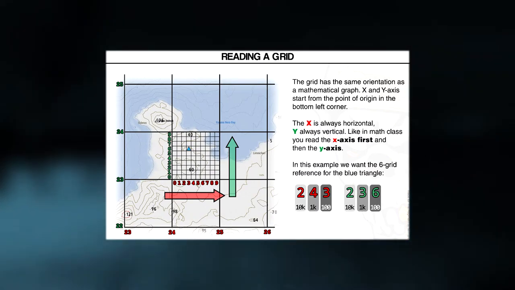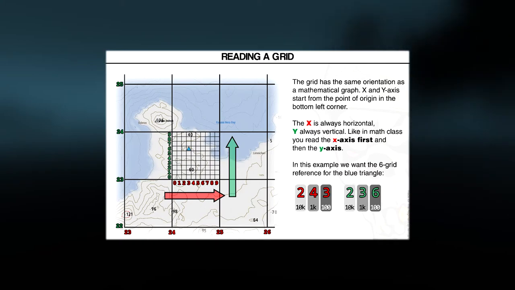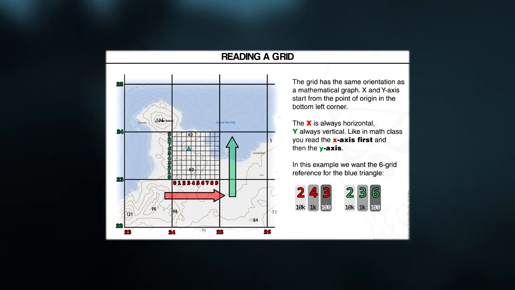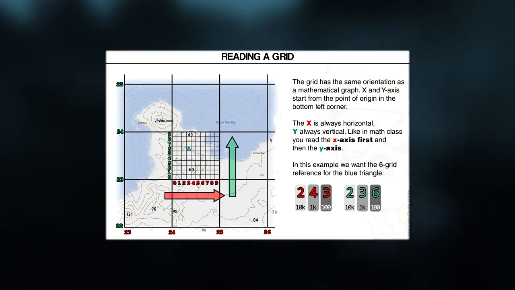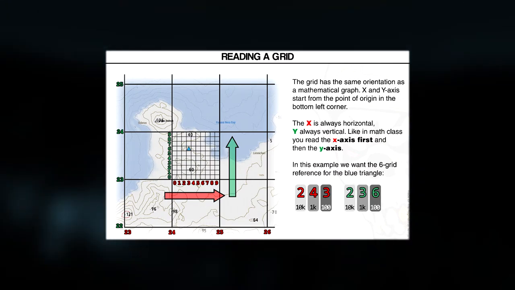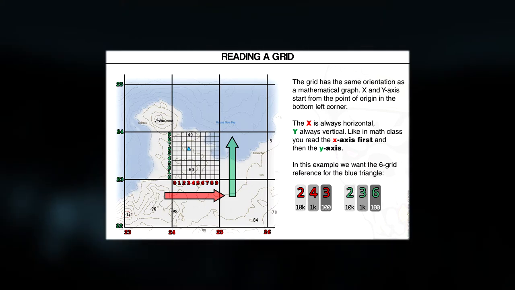The grid has the same orientation as a mathematical graph. X and y-axis start from the point of origin, in the bottom left corner. The X is always horizontal, the Y is always vertical. Like in math class, you read the X-axis first and then the Y-axis. In this example, we want the 6-digit grid reference for the blue triangle. Grid reference 2-4-3-2-3-6 means 2-4-3 along the corridor and 2-3-6 up the stairs.